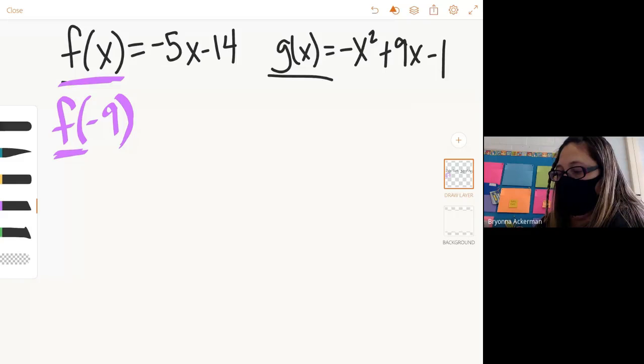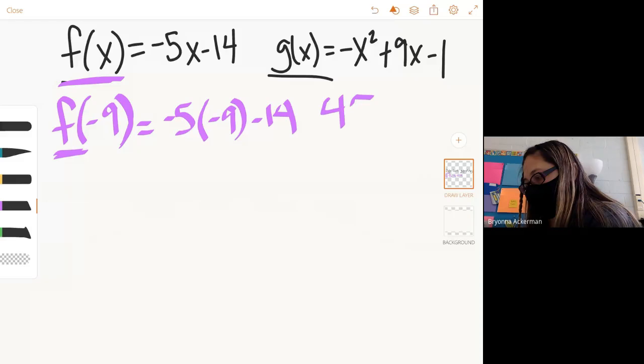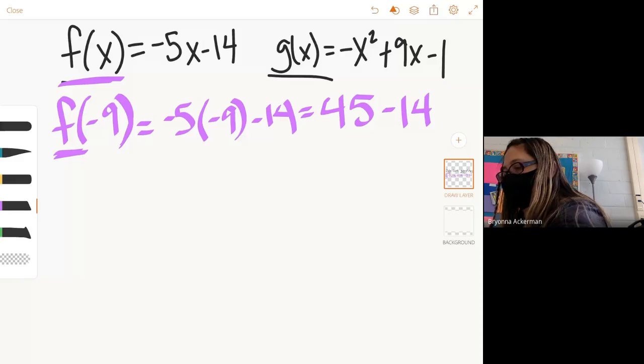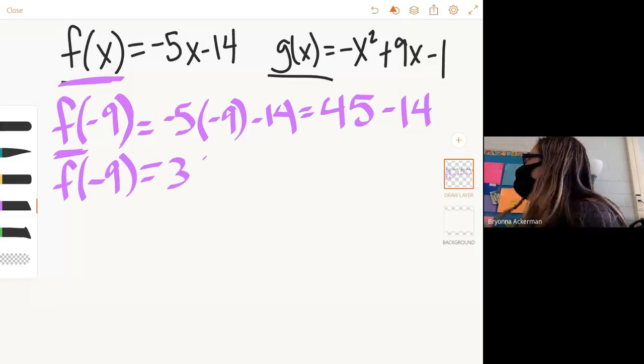So you're going to do negative 5 times negative 9 minus 14. A negative times a negative is a positive, so we're actually going to get a positive 45 minus 14. So what's my answer? What's 45 minus 14? Okay. So we know that f of negative 9 is going to equal 31.